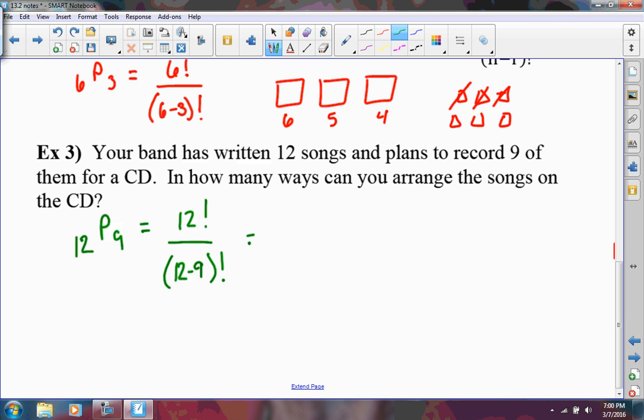So 12 factorial, if we write it all out, 12 times 11 times 10 times 9 times 8 times 7 times 6 times 5 times 4. And right now you're probably wishing you didn't have as many songs.